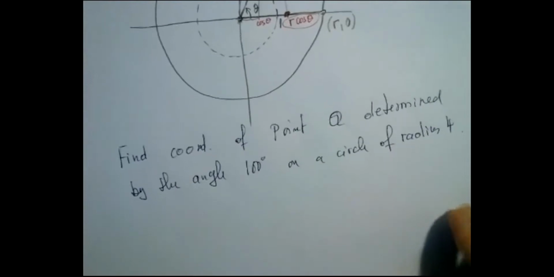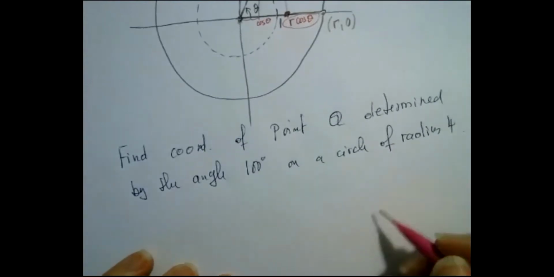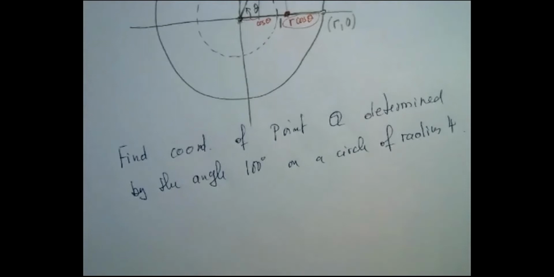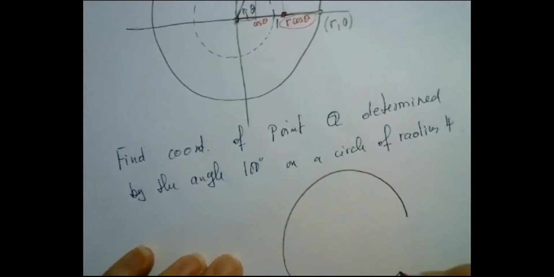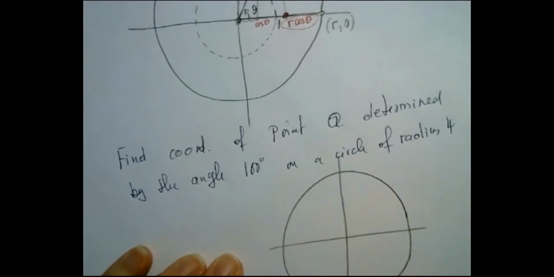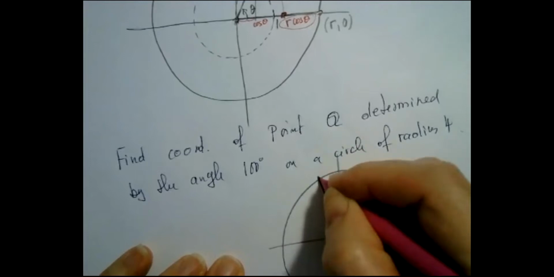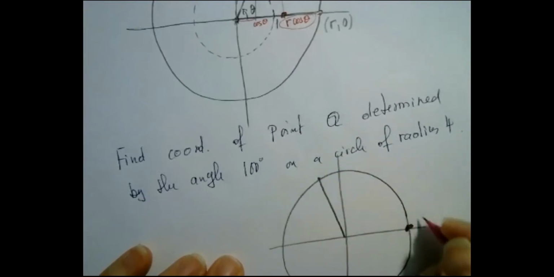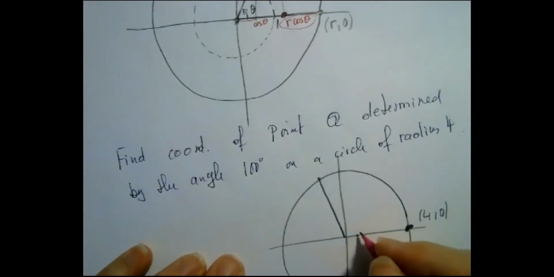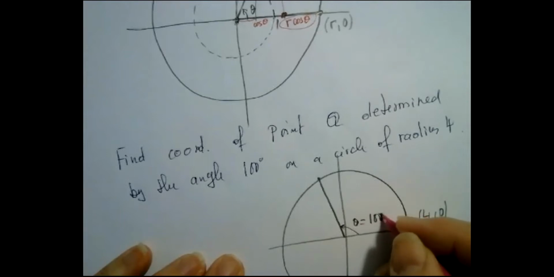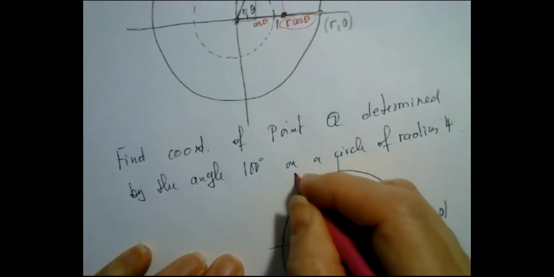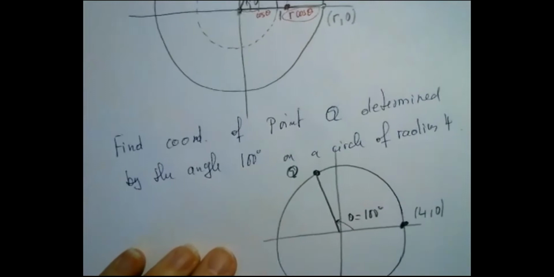Okay, so what's the picture now? This is radius 4, so it's not the unit circle anymore, and my angle is 100. Be very careful, this is not the unit circle. That's (4, 0). That's my angle, theta, which is 100 degrees. My question is, find the coordinate of Q.